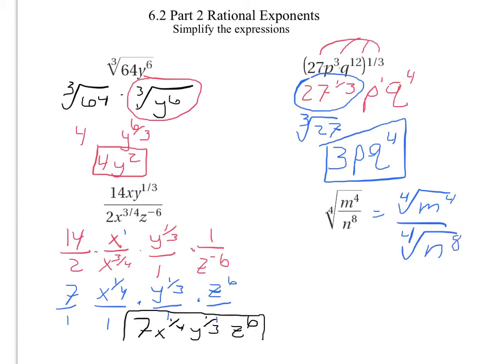So now, just like the first one that we got done doing here, it's only a matter of how many times does 4 go into 4. Well, on top, 4 goes into 4 exactly once, so the top is just going to be m to the 1st. And on bottom, 4 goes into 8 exactly twice. So on bottom, we have n to the 2nd. And that is finished.